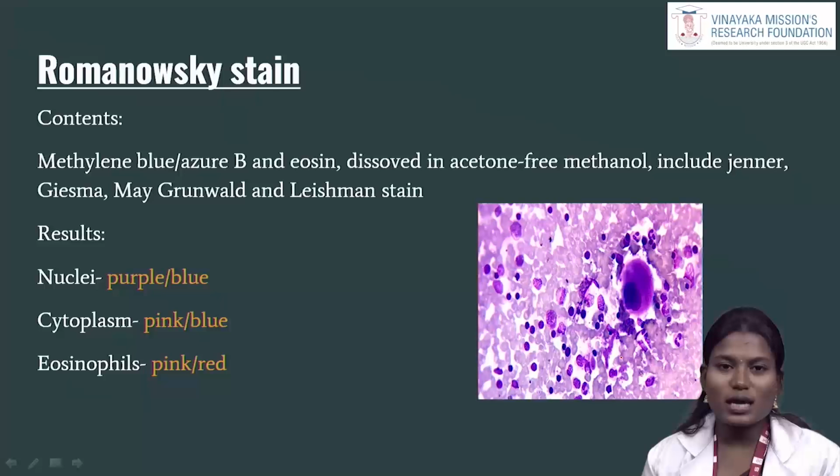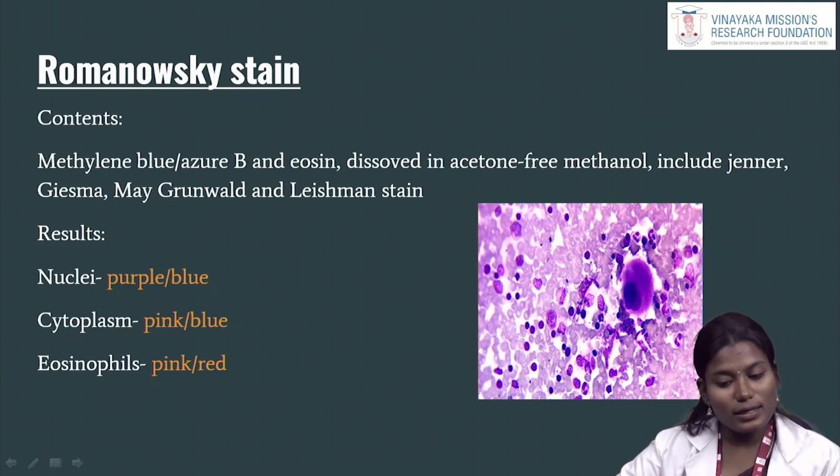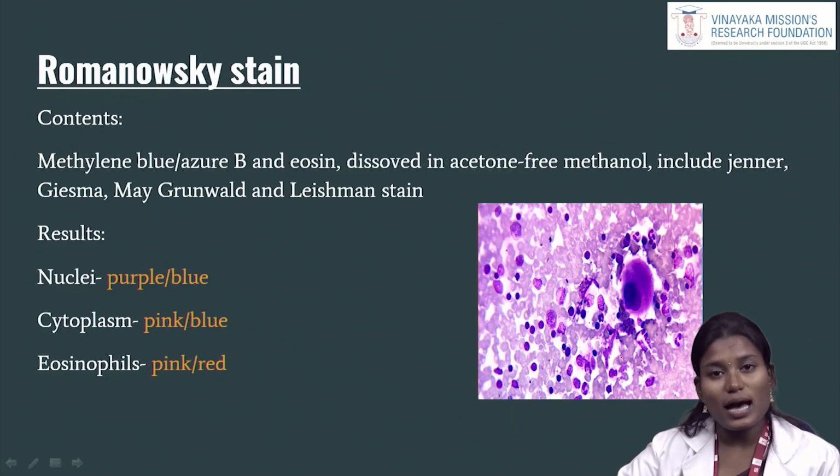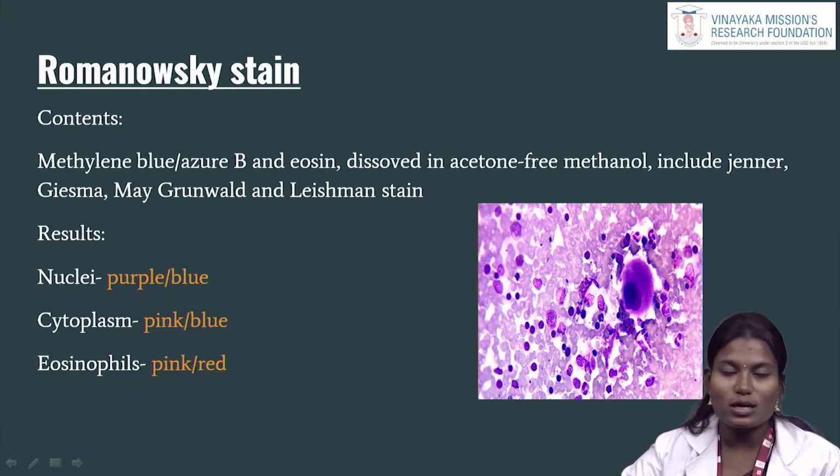Romanowsky stain. Romanowsky stain was first introduced by Romanowsky. There are 5 types, Jenner, Giemsa, and many others. In that we are using Romanowsky stains. The staining content is methylene blue, azure B and eosin. These are the basic and acidic dyes. Romanowsky stain is made up of neutral stains dissolved in acetone-free methanol. It includes Jenner, Giemsa, May-Grunwald and Giemsa stains. Already I told you there are 5 types: Leishman stain, May-Grunwald, Giemsa, Jenner, and Romanowsky.